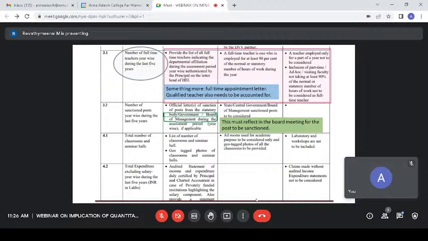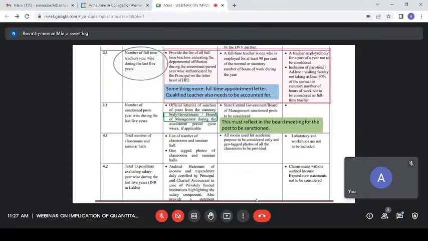Now, there are a very large number of private colleges. They give appointments. Sanctioning of the post can be done by the university, or if it's a private college, the management of the college can do this sanctioning. See this, the management of the college can do sanctioning, but how does NAC know whether they have been sanctioned or not? This must reflect in the board meeting for the posts to be sanctioned. That would mean in the apex body meetings, this discussion has taken place.